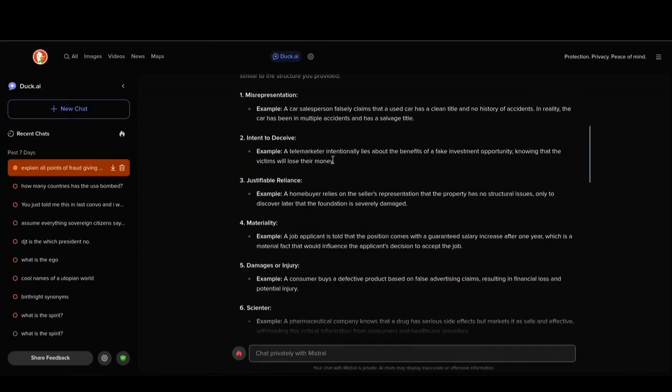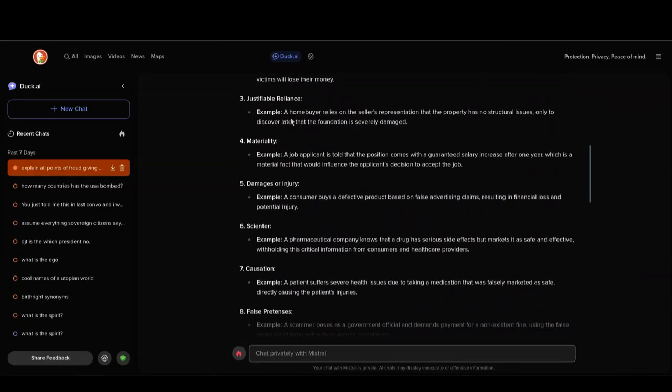2. Intent to deceive. A telemarketer intentionally lies about the benefits of a fake investment opportunity. You're going to get 10 times your return on this investment if you put your money in, knowing that the victims will lose money. So it's an intent to deceive. 3. Justifiable reliance. Example, a home buyer relies on the seller's representation that the property has no structural issues, only to discover later that the foundation is severely damaged. And in that case, it would be that the seller has said, no, I've got a surveyor to come in, here's the ticket, and the foundation is fine.